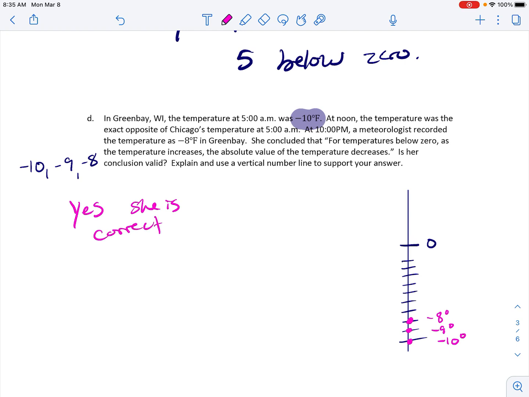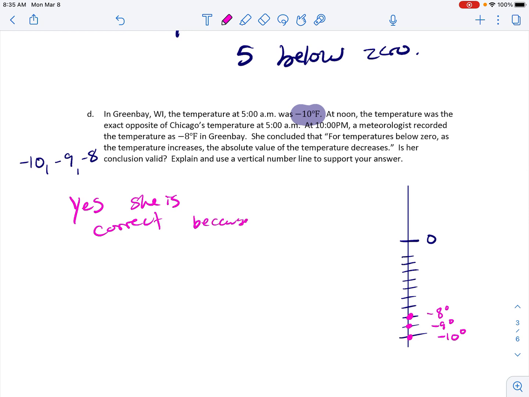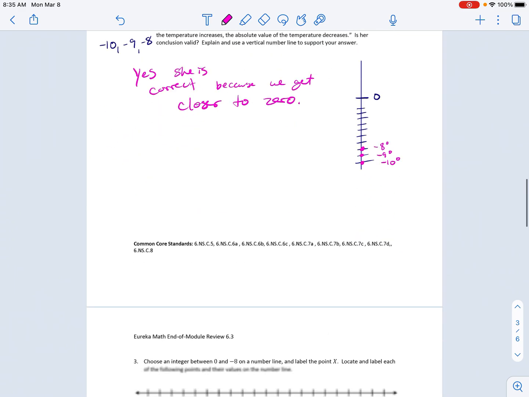absolute value is a number's distance from zero. As the temperatures increase from -10 to -9 to -8, they get closer to zero. The distance from zero is decreasing. Okay, so she is correct. Okay, so when she says that as the temperature increases, the absolute value of the temperature decreases, yes, she is correct because we get closer to zero. Okay, awesome, guys.